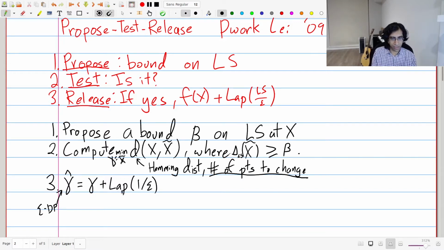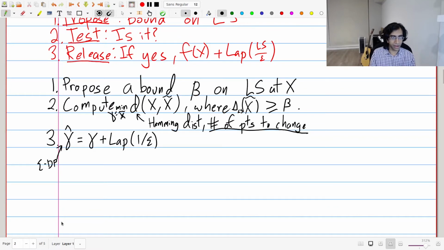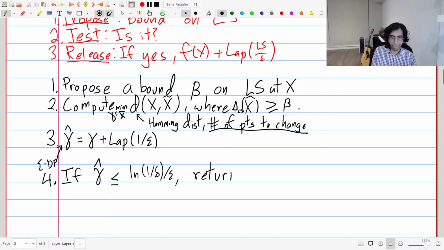That's a sensitivity 1 statistic, and therefore we can just privatize it using the Laplace mechanism. At this point, the algorithm is not too hard. All we do is see if gamma hat is large or small. So step 4 is: if gamma hat is less than or equal to, say, ln of 1 over delta over epsilon, return just what we call bot.